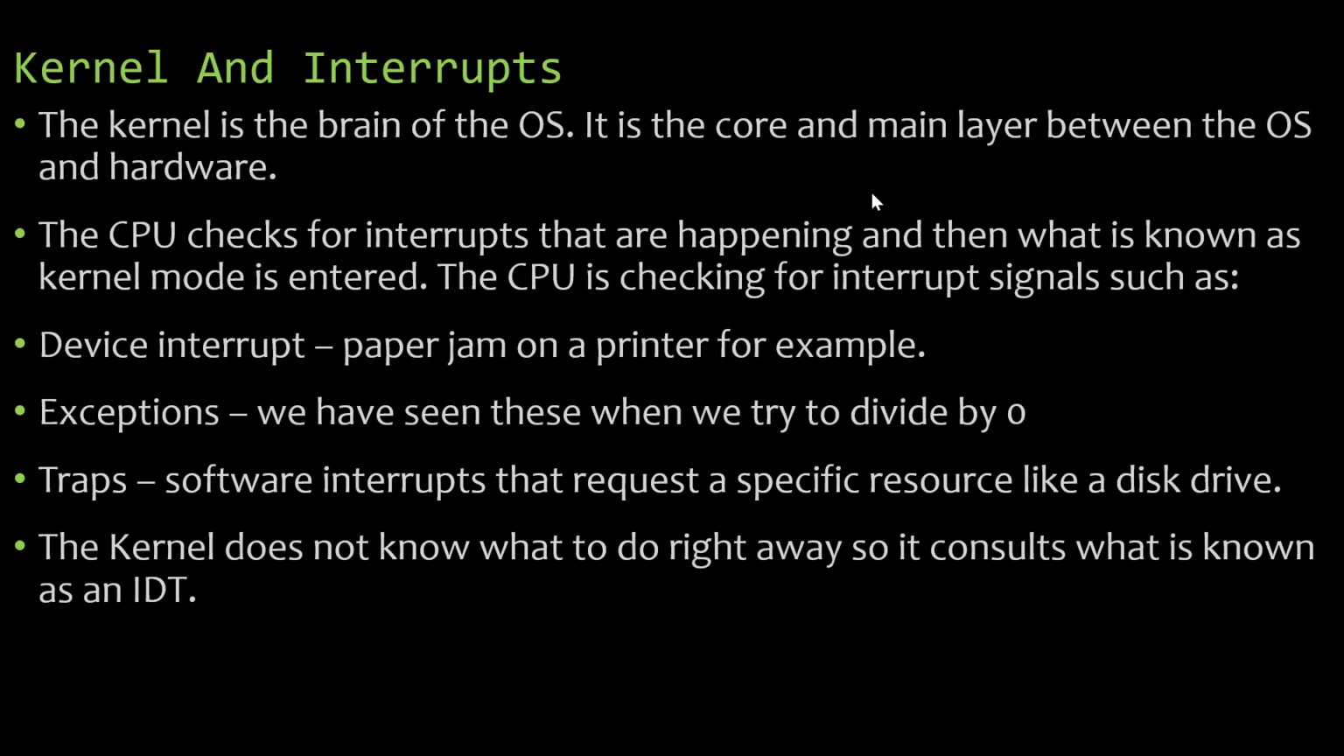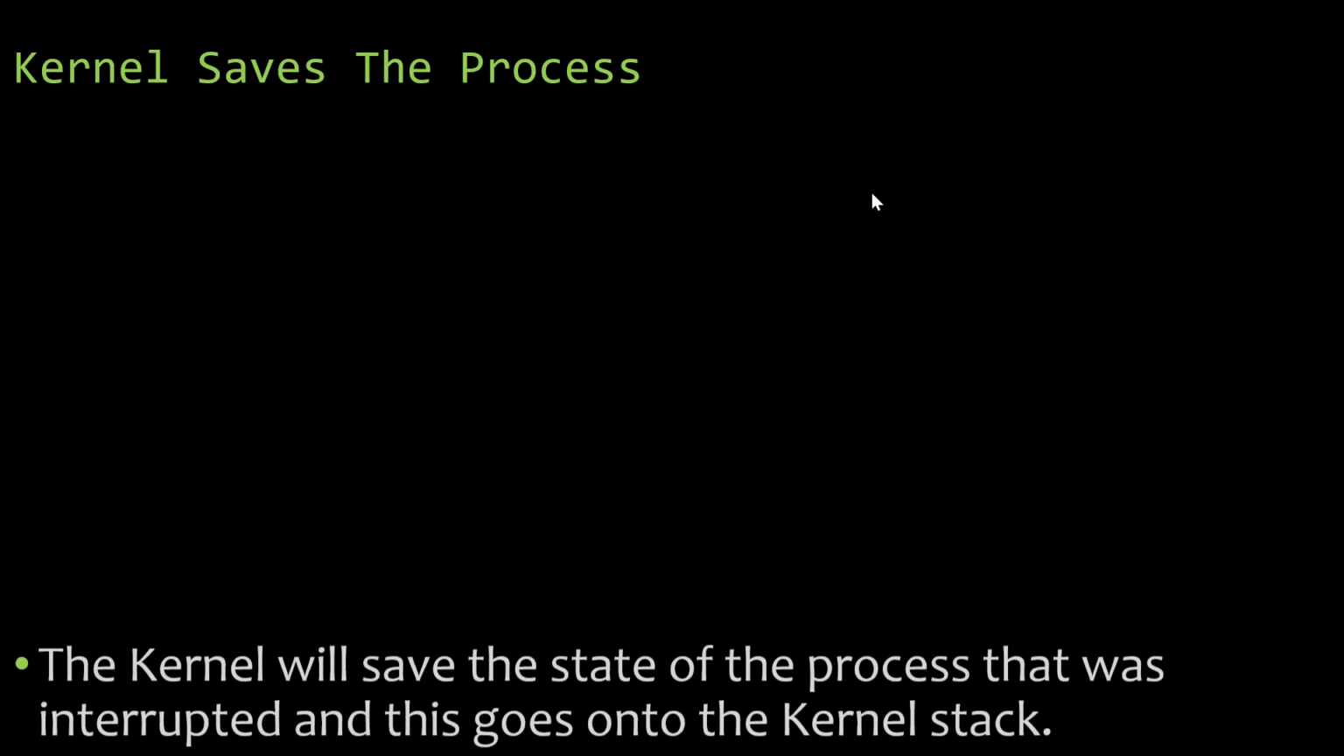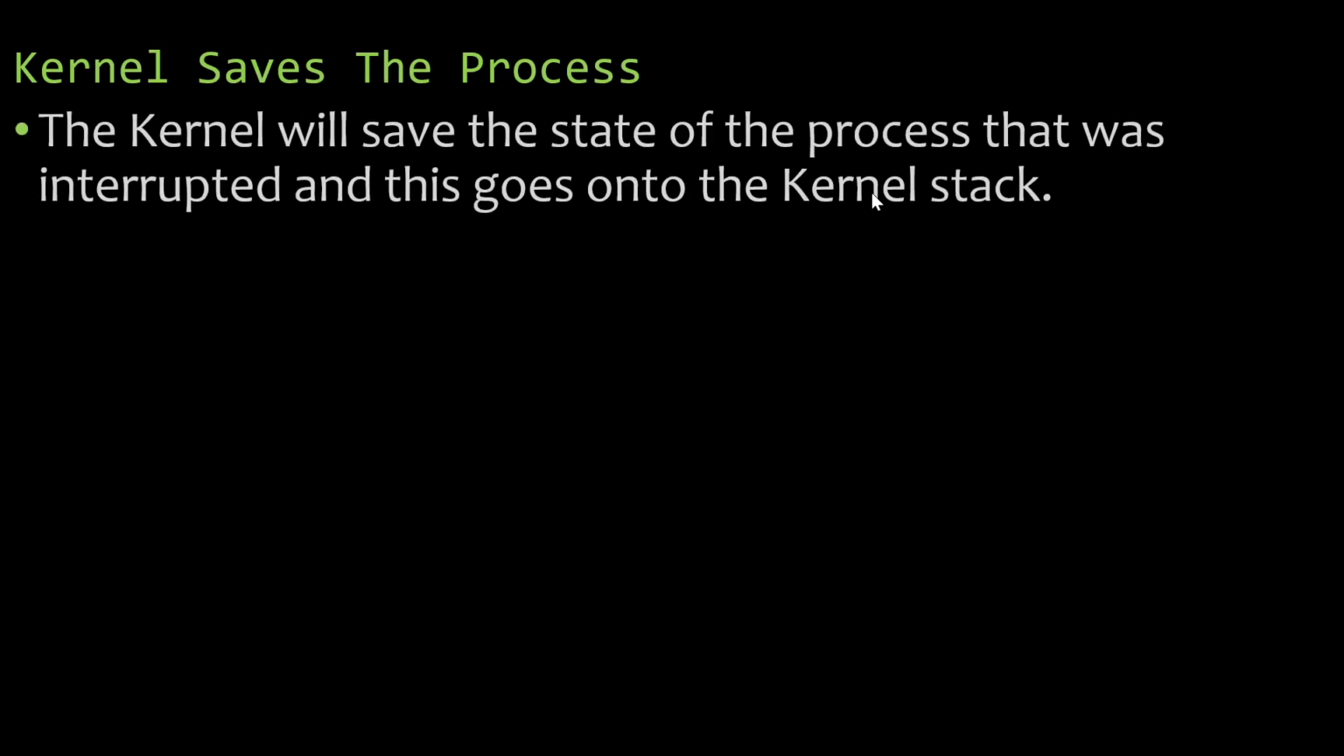Now, the kernel does not know what to do right away. It doesn't magically know how to do all this, so it consults a help guide, something known as an IDT. This stands for the Interrupt Dispatch Table. This table shows the appropriate interrupt routine to be used. So this is how the kernel knows what to do. Once it knows what to do, it needs to save the process, the program that is running. So it's going to save the state of the process that was interrupted, and this goes on to the kernel stack. It's very important that we save the process while this interrupt is being handled.